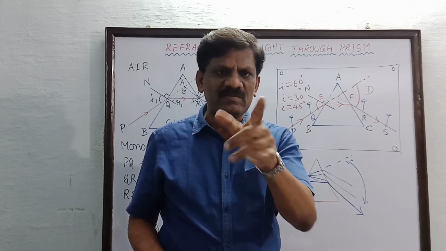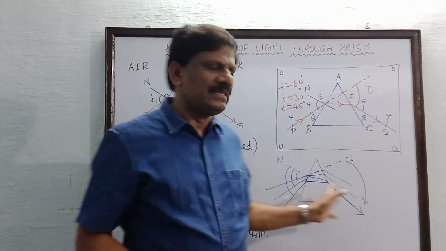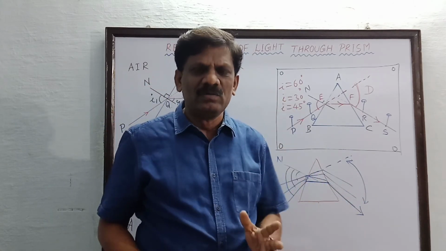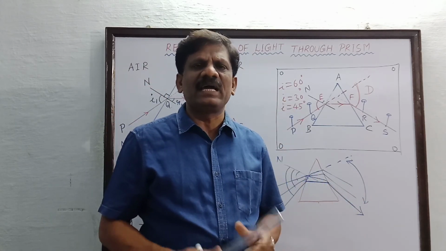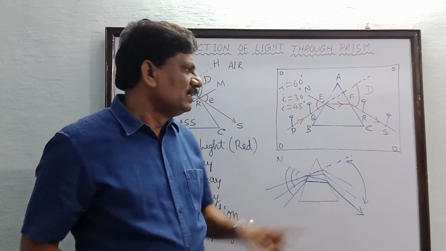The angle of deviation will be minimum for only one particular angle of incidence, is it not? So that you will study in the higher level. Anyhow, deviation is defined as the angle between the direction of the incident ray and the emergent ray.